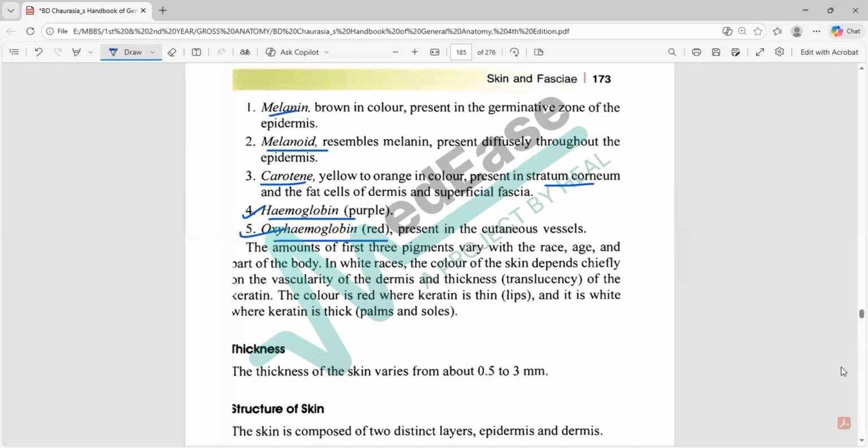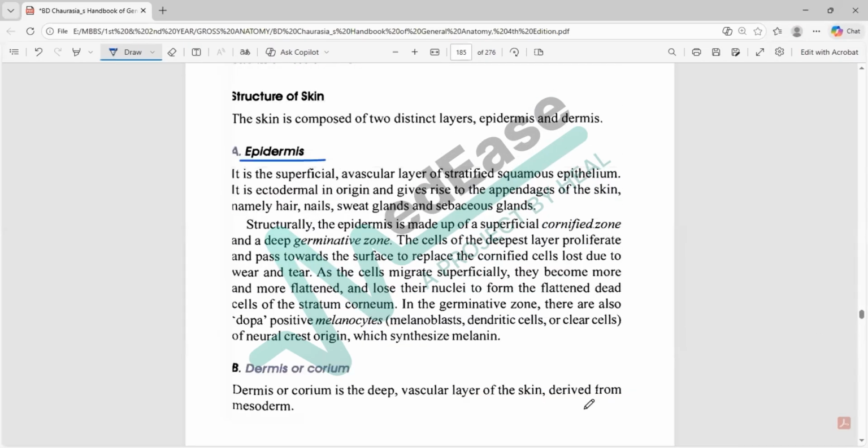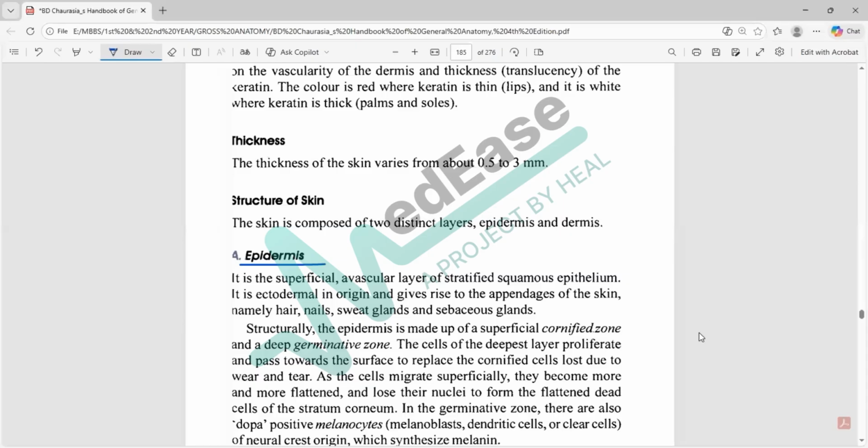Now, the skin is further divided into three main layers: the epidermis, the dermis, and the hypodermis, which is also called the subcutaneous fat. The epidermis is the most superficial layer, and it is mainly involved in protection, vitamin D synthesis, and creating an impermeable barrier. It is further divided into five layers, which you will see in histology.